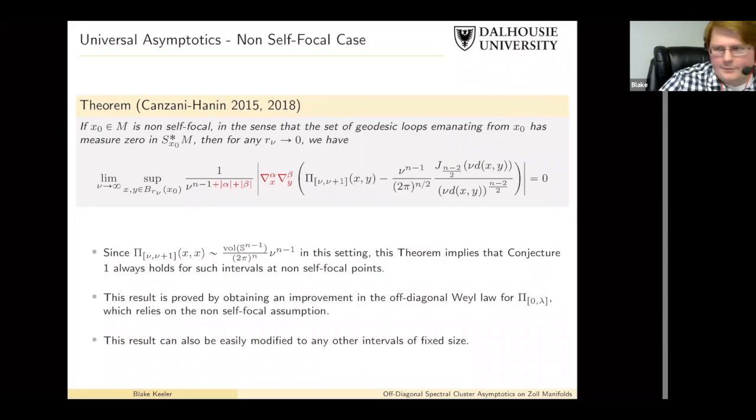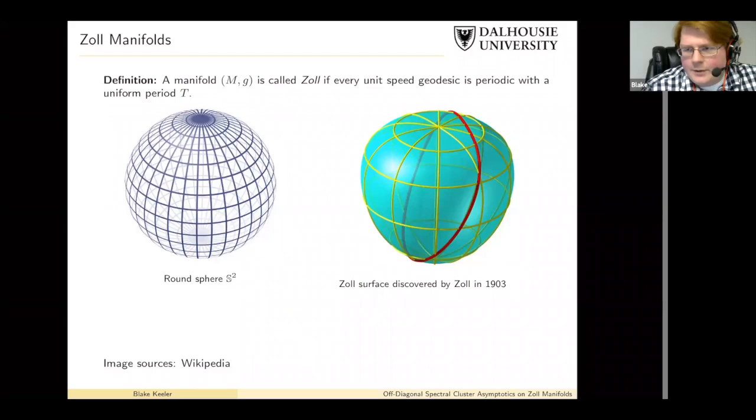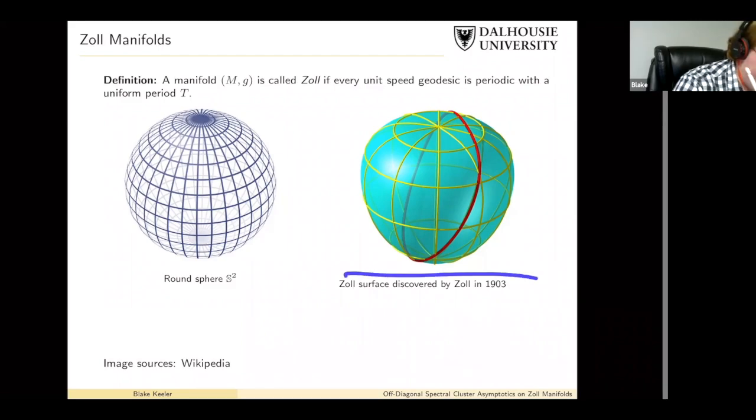What I'm going to be talking about today is sort of the polar opposite setting, which is that of Zoll manifolds. So a Zoll manifold is one for which every unit speed geodesic is periodic, and all of the geodesics have a uniform period, capital T. So here's some nice pictures. The round sphere is sort of the canonical example of a Zoll manifold, but they don't all have to be the sphere. Here's another picture of a Zoll surface discovered by Zoll themselves in 1903, which is admittedly very much like a sphere, but it is a little bit flattened here at the top. And this red curve that is highlighted is one of those closed geodesics that has the uniform period, capital T.